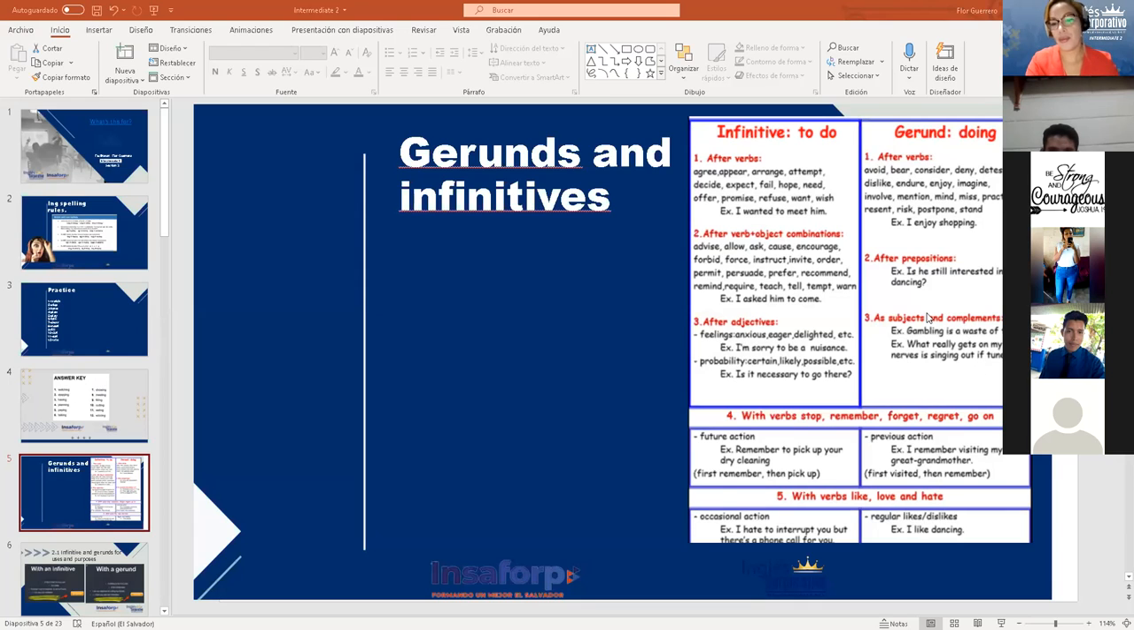Okay, with number four, we have the verbs stop, remember, forget, regret, go on. We're going to use them with infinitive if it is a future action. There is a difference. If it is a future action, we use infinitive. If we are referring to a previous action, we're going to use gerund form. We have the example, remember to pick up your cleaning, right? So it's for a future action using remember.